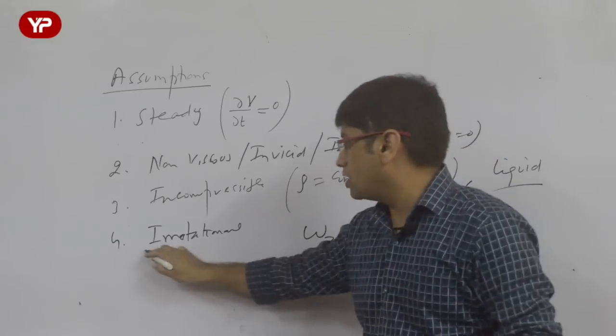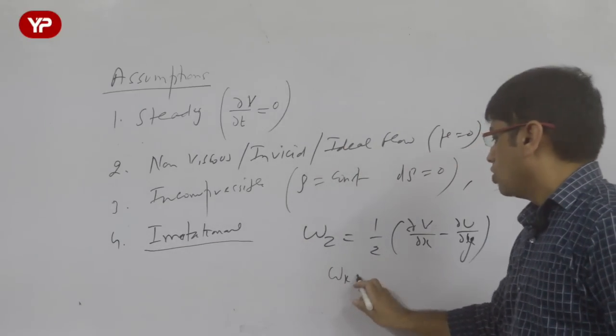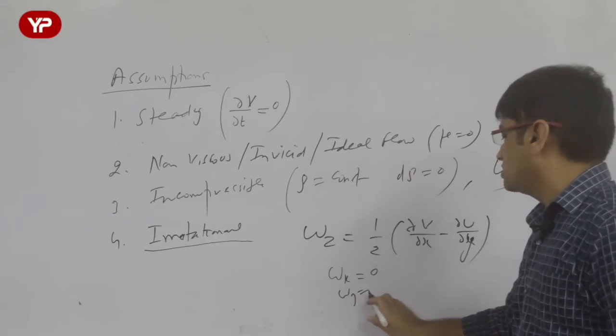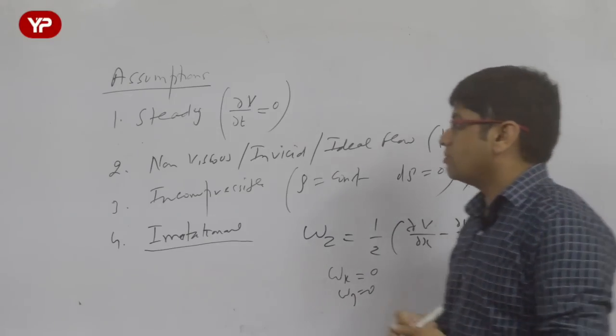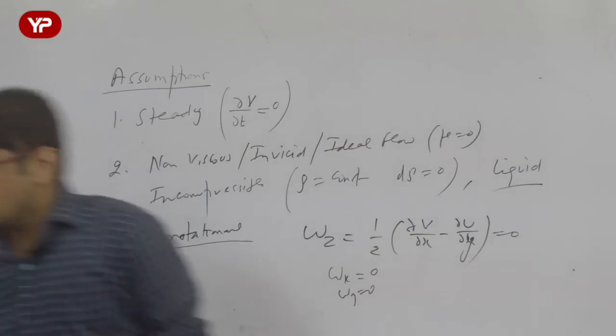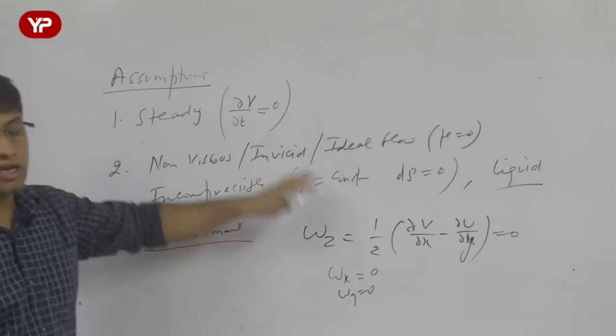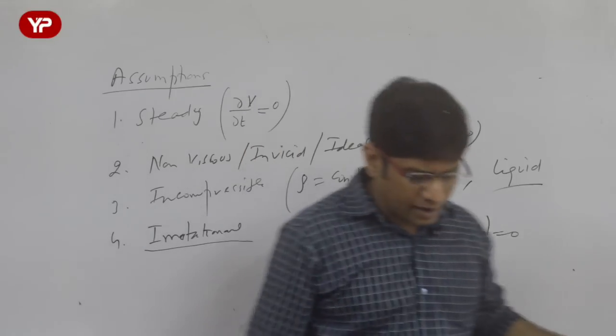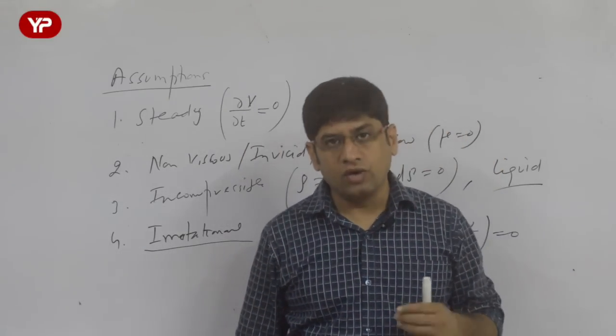Now if I say the fluid is irrotational, that simply means omega x is 0, omega y is 0, omega z is 0. That means the fluid is irrotational. Now these are the four assumptions in the Euler equation, and the same are the assumptions in the Bernoulli equation.